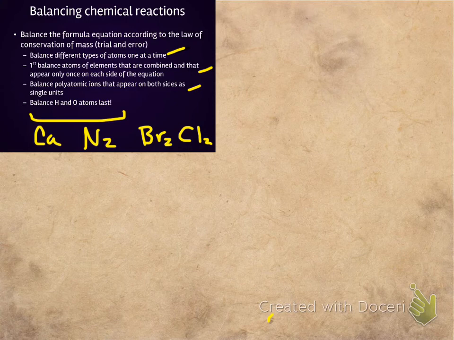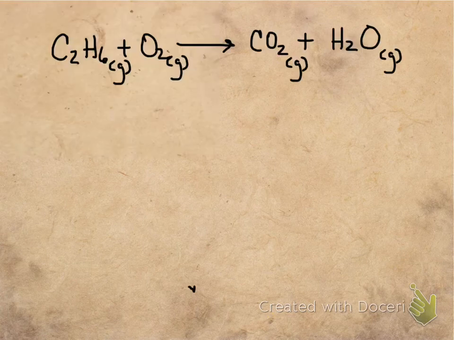Okay, let's do one more together, and I'll start you off with the formula equation. This is actually the formula equation for the combustion of the simple hydrocarbon ethylene. So this is ethylene gas. Yes, it's the same stuff that fruit gives off to ripen. Okay, so we're told that everything here is in a gaseous state, the ethylene, the oxygen gas, and it forms gaseous CO2 and some steam, some water vapor.